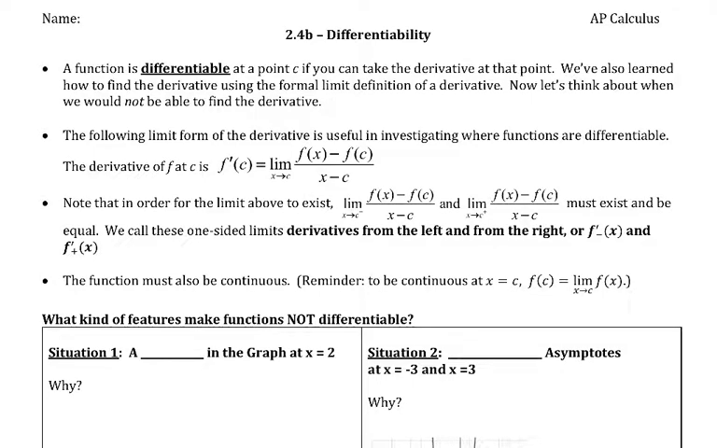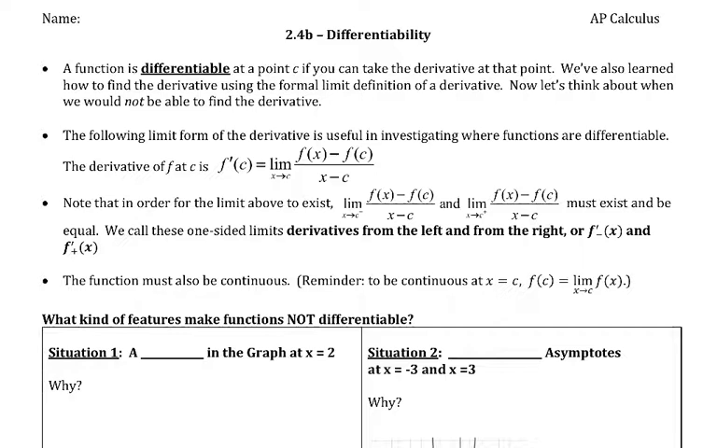This is our second lesson on differentiability. The first lesson was a general overview and talked about what graphs look like when they are differentiable versus not differentiable. In this lesson, we'll be talking about more calculus specifics around differentiability.